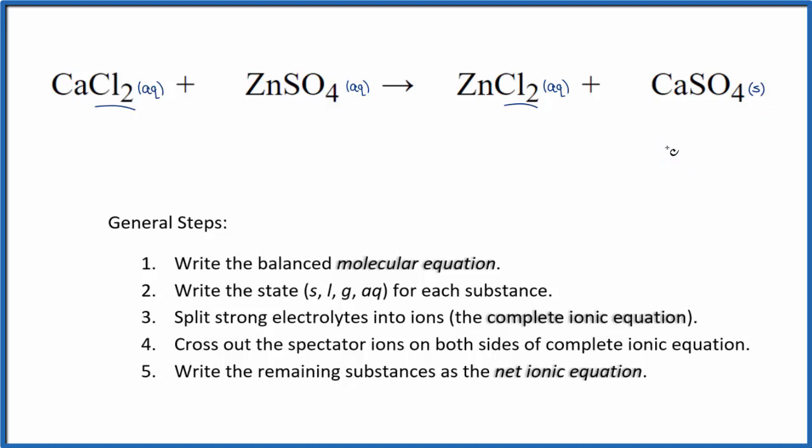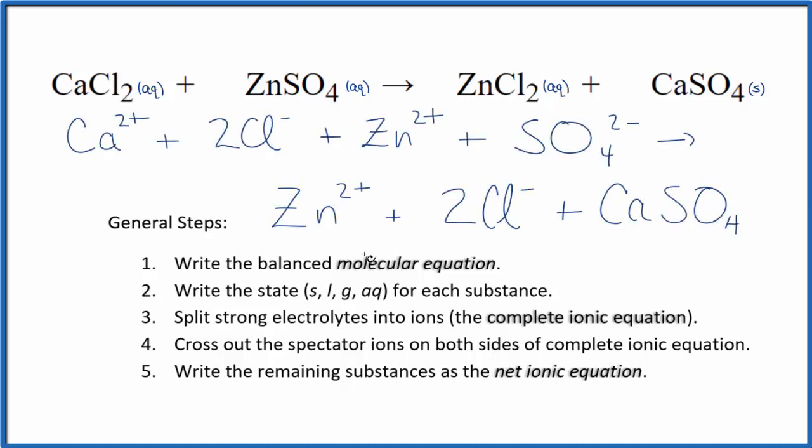Once we have the states, we can split the strong electrolytes into their ions. That'll give us the complete ionic equation. Note that we don't split solids apart in net ionic equations. So when we split the strong electrolytes, this is what we'll get. So this is the complete ionic equation.